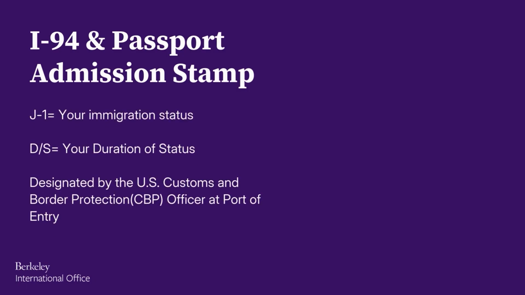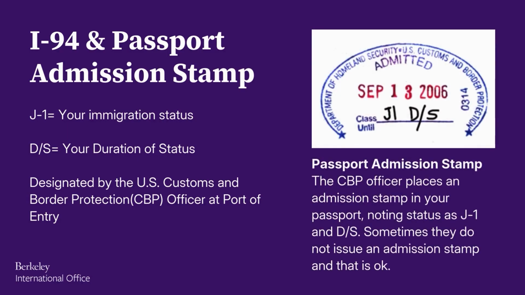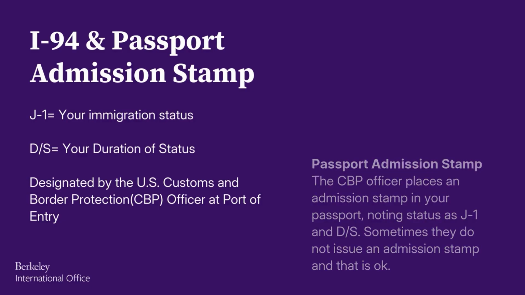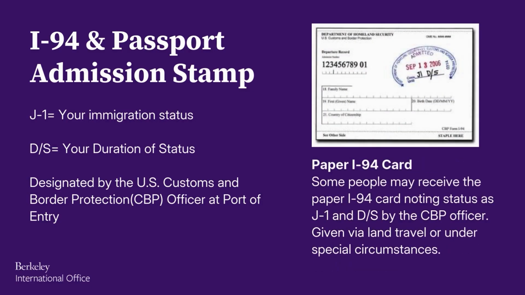Now that we've covered the visa stamp, let us move on to another important document, your I-94 admission record. You may also have an admission stamp in your passport, but if you do not have an admission stamp, it is not a problem. If you do have an admission stamp along with your I-94 record, both should show J1, your immigration status, and D/S, which means duration of status. Duration of status means that you have a valid immigration status until the end date listed on the DS-2019 if you maintain your status, plus a 30-day grace period. Pictured here is an example of the passport admission stamp. Now I will show you an example of a paper I-94 that may be stapled inside the passport upon arrival.